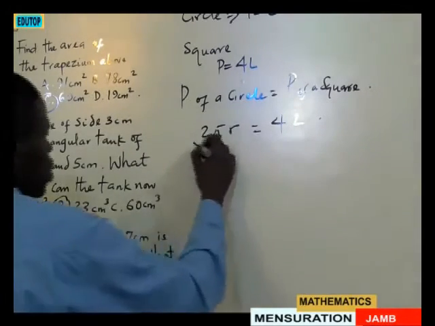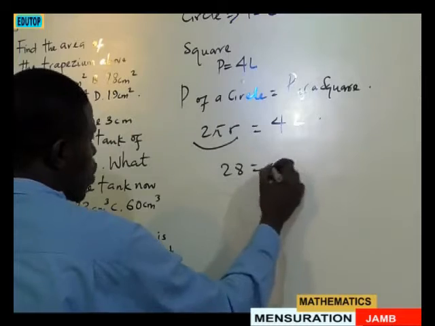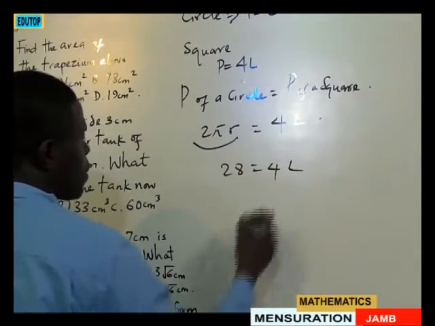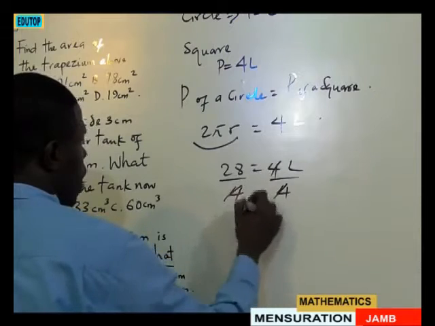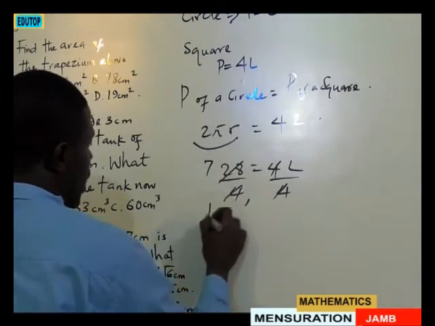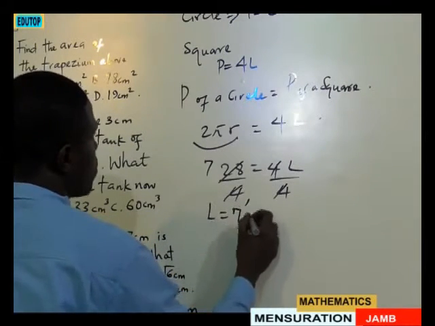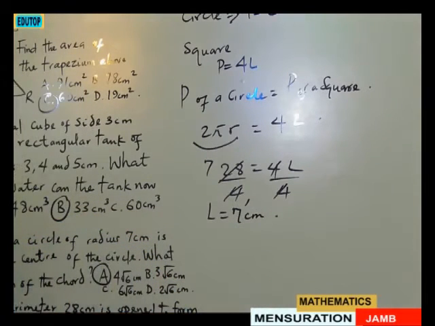So in this situation, we are given the perimeter of the circle, so this whole part is given. That's 28 equals 4L, and we are looking for the length. So we divide both sides by 4. 28 divided by 4 is 7. So our length is 7 centimeters.